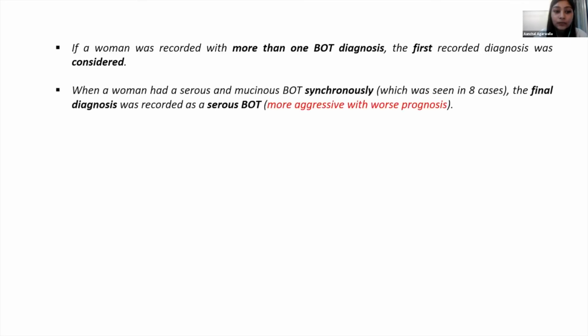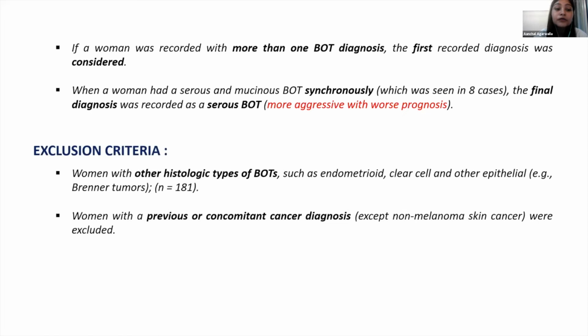And also when a woman had a serous and mucinous borderline tumor synchronously, which in our article, they state 8 cases showed both tumors, the final diagnosis was regarded as the serous borderline tumor because they are more aggressive with worse prognosis. Women with other histologic types of borderline tumors, such as endometrioid, clear cell, and other epithelial tumors were excluded, and women with a previous or concomitant cancer diagnosis were also excluded.